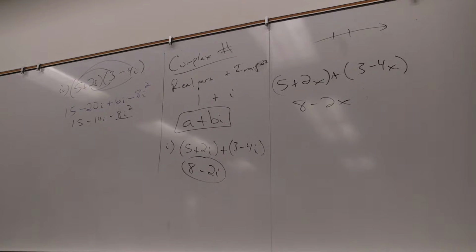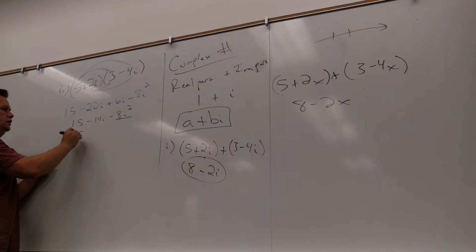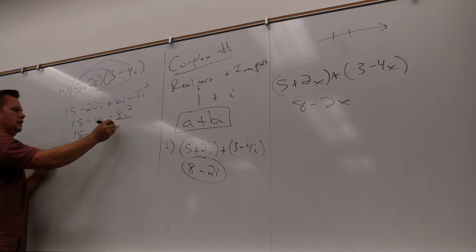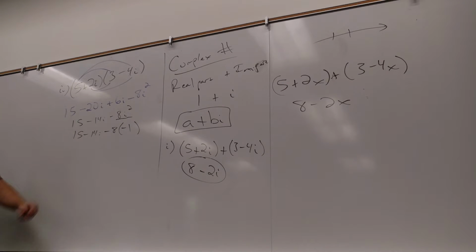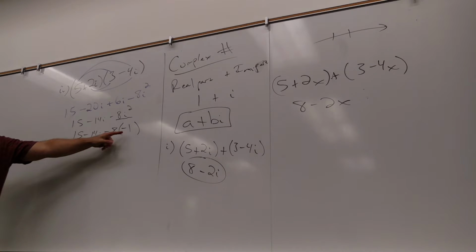Sorry? i squared is negative 1. Yeah, so you get 15 minus 14i minus 8 times negative 1, which is positive. But see, on this problem, for some reason, people replace i with negative 1. You know that i is not negative 1. That wouldn't make any sense. And you're all like, it makes just as much sense as the rest of this. But come on. i is the square root of negative 1, which means i squared is negative 1.